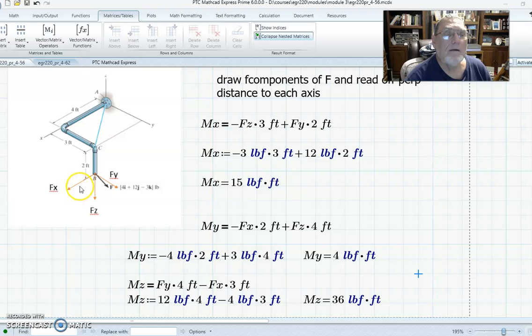And then the Fy can cause a rotation about the z-axis. So you're going to have to put your fingers toward us. That means you'd have to point them along the force. You'd have to grab that z-axis. Your thumb would be up. So we're going to have a plus Fy times its perpendicular distance. And sliding Fy back to where it's perpendicular to z gives you 4 feet. So I've got 4 feet times Fy. You add those up and you get 36.